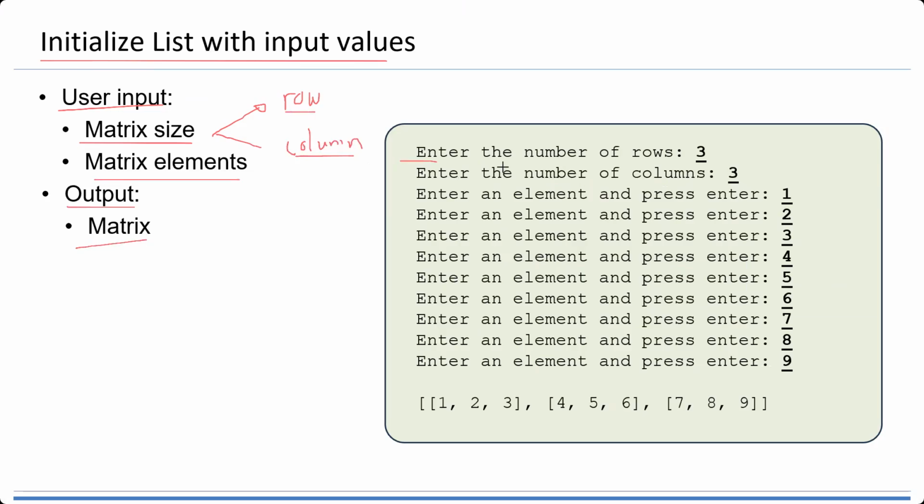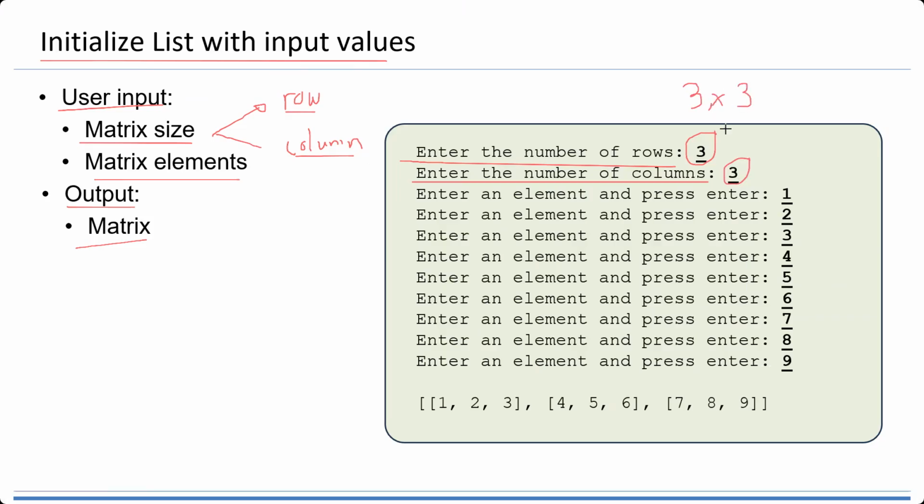So we have this sequence. Enter the number of rows. If you input 3, then there will be 3 rows. And enter the number of columns. If you input 3, then there will be 3 columns. Then the matrix will be 3 multiplied by 3.